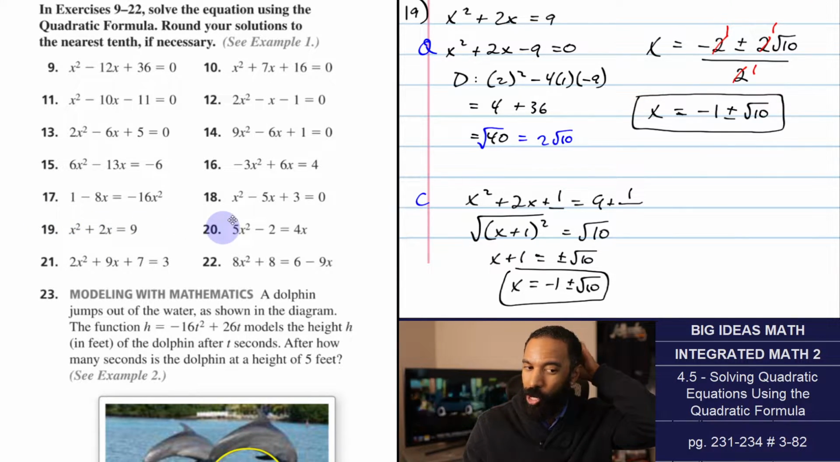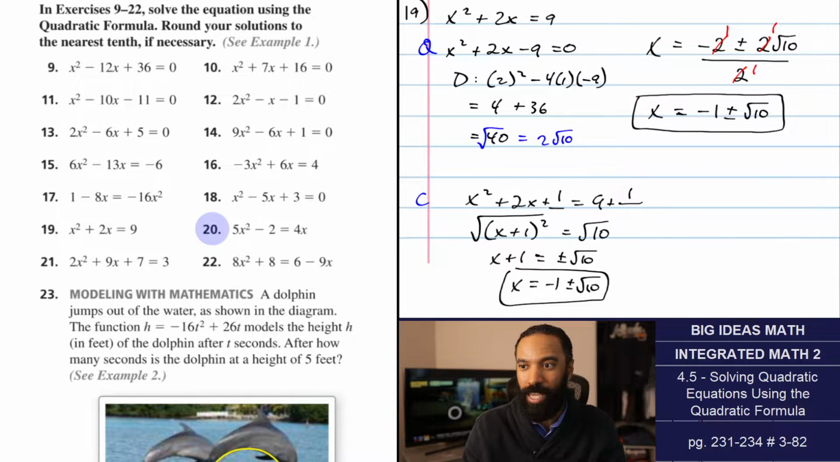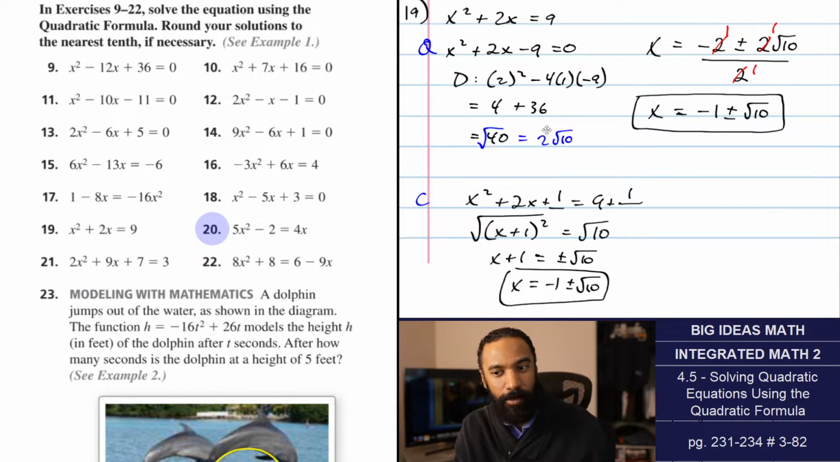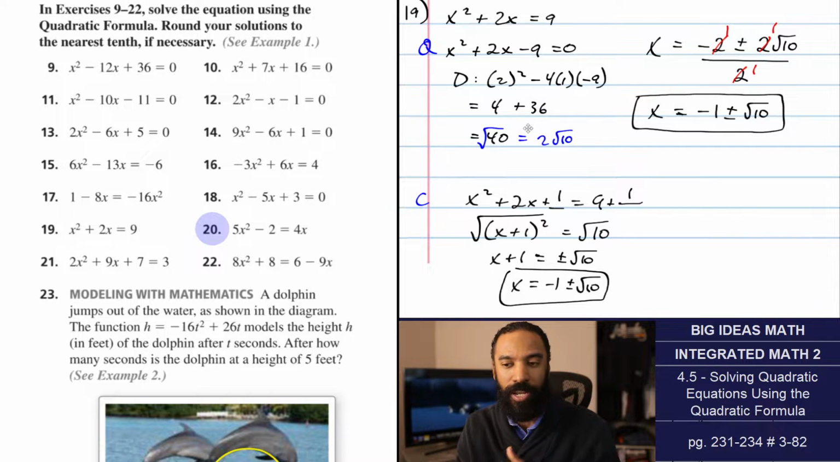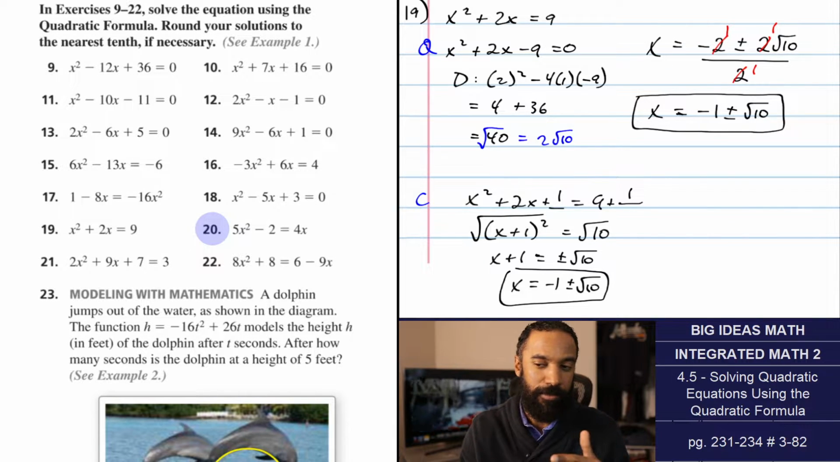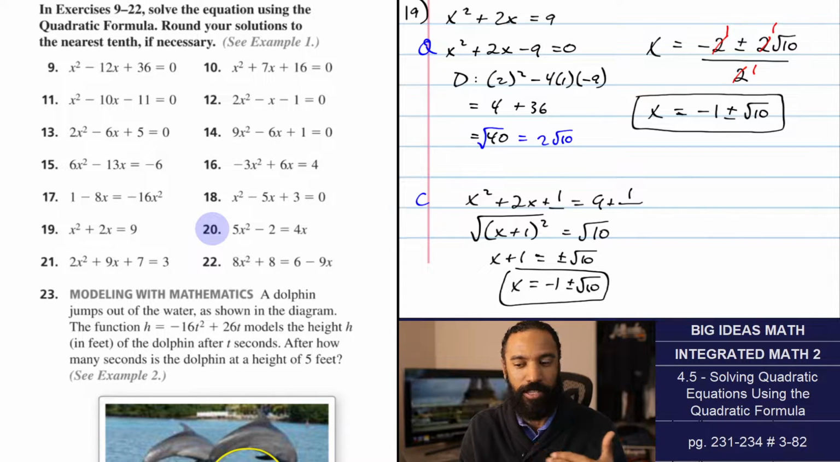But I really also wanted to show you that completing the square and quadratic formula would get you the same answer. And furthermore, why we had to simplify this radical and reduce this fraction. I wouldn't be able to reduce the fraction if I didn't simplify the radical, and if I didn't reduce the fraction, I wouldn't get the same matching answer.